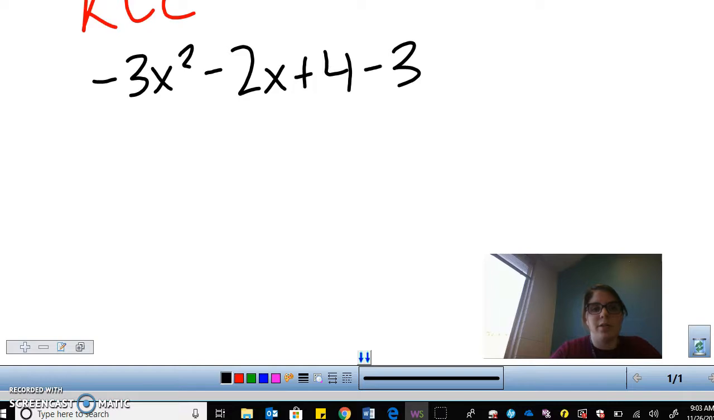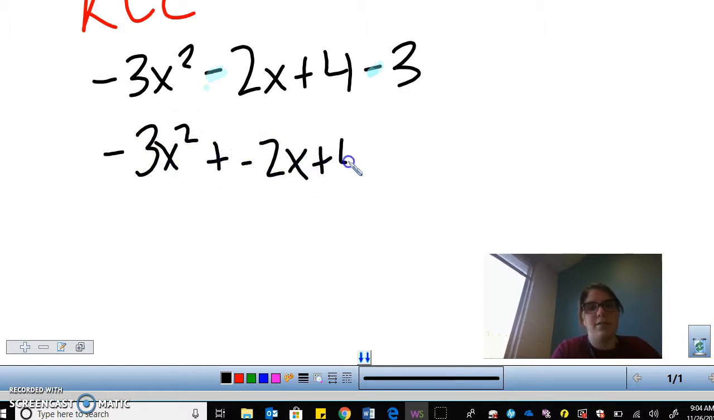So what you're going to want to do first is you're going to want to keep change whenever we see subtraction. So I see a subtraction here, and I see a subtraction here. This one right here is not subtraction, so that's just saying negative. Okay, so we're going to have a negative 3x squared plus a negative 2x plus 4 plus a negative 3.